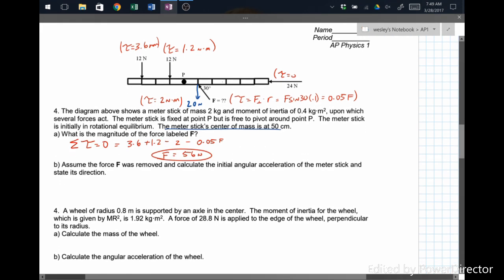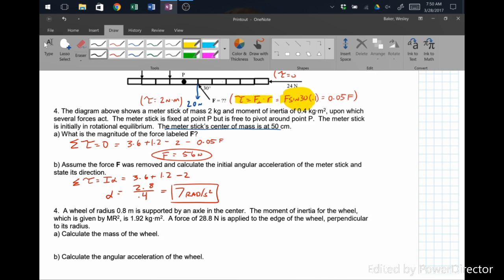Now, if we remove the force, our net torque is not going to equal 0. It's going to be I alpha. It's going to be 3.6 plus 1.2 minus 2. So 2.8 divided by the rotational inertia, which is 0.4. So alpha comes out to be 7 radians per second squared. So I think what's important on this one is knowing what to do with the perpendicular part of that force. We've got to do force sine theta in order to get that.